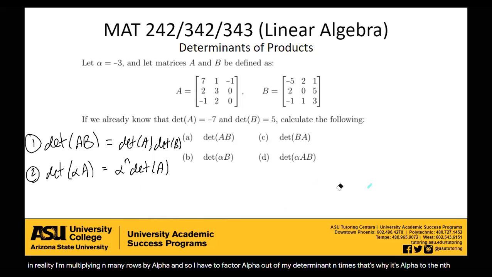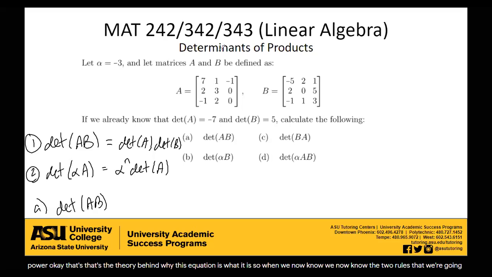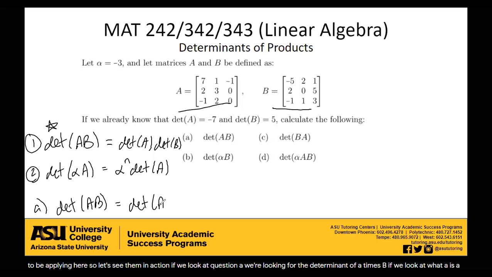So we now know the 2 rules that we're going to be applying here. Let's see them in action. If we look at question A, we're looking for the determinant of A times B. A is a square matrix, and B is also a square matrix. Therefore, we're allowed to apply this first rule that we talked about. So the determinant of A times B is the determinant of A times the determinant of B.